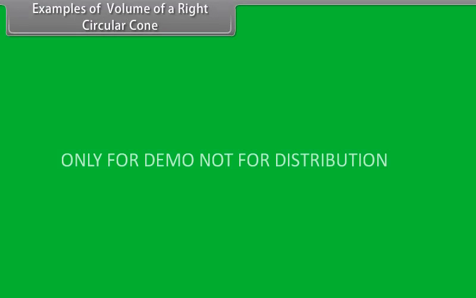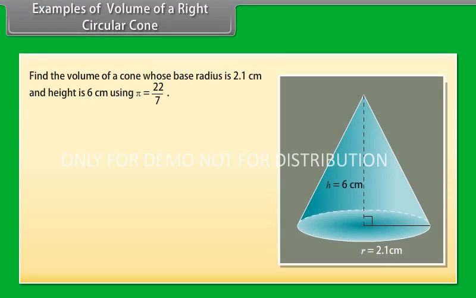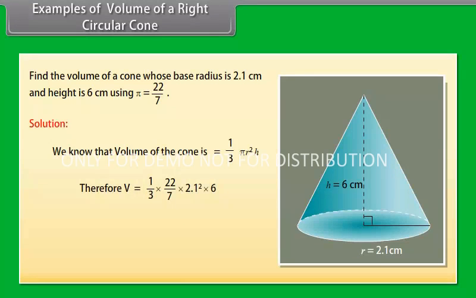Examples of volume of a right circular cone. Let us now solve an example. Find the volume of a cone whose base radius is 2.1 cm and height is 6 cm using pi as 22 upon 7. Solution. We know that volume of the cone is 1 upon 3 pi r square h. Therefore, V is equal to 1 upon 3 into 22 upon 7 into 2.1 square into 6, which is equal to 27.72 cm cube.